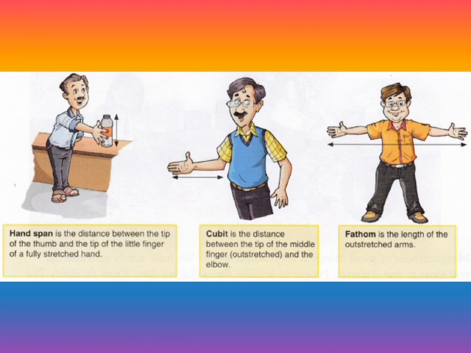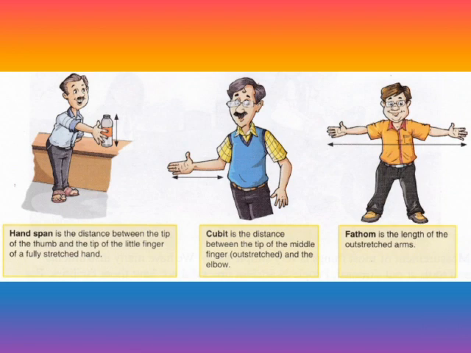Next is cubit. So what is cubit? It is the length between the tip of the middle finger of the opened palm and the elbow, and it is called a cubit. You can see a flower girl. She will measure the flower with the help of this cubit. Next is fathom. So what is fathom? A fathom is the length of outstretched arms.